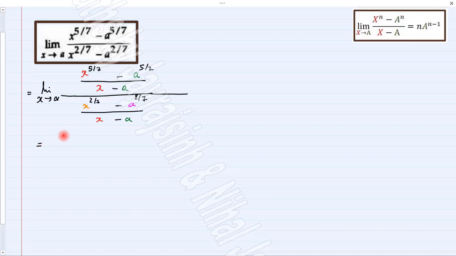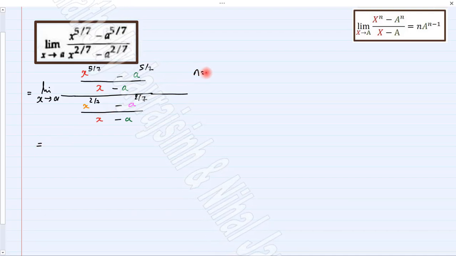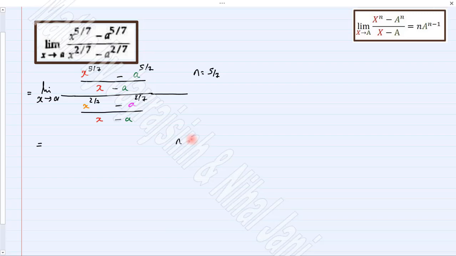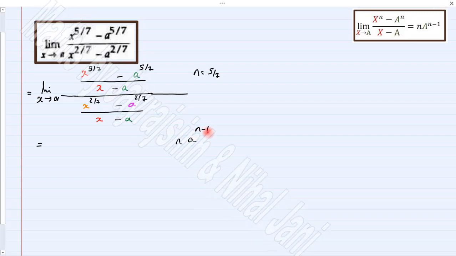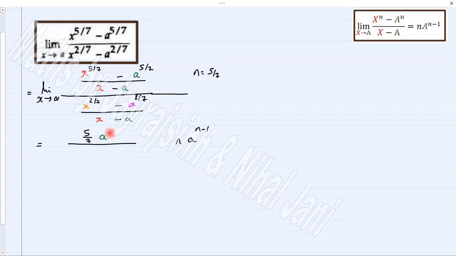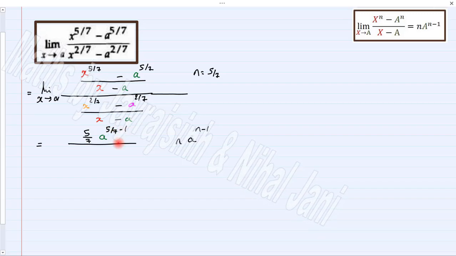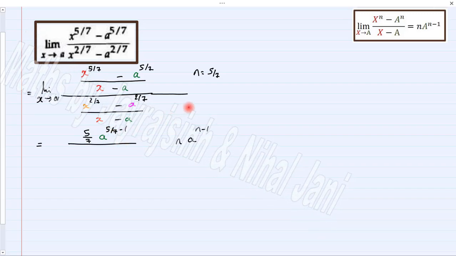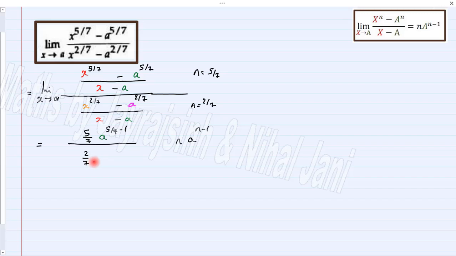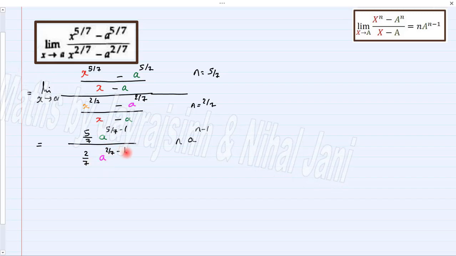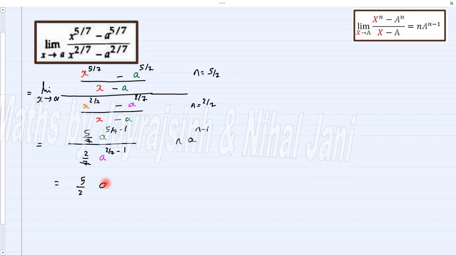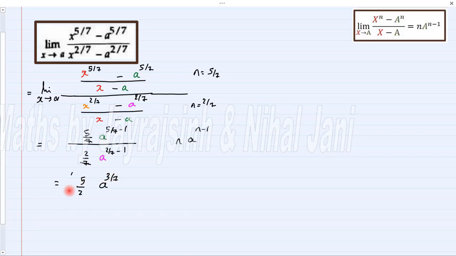So in numerator, we have standard form where n is 5 by 7. So let's apply the formula, and using right hand side, which is n into a raised to n minus 1, in numerator you will get 5 by 7 into a raised to 5 by 7 minus 1, and in denominator your n is 2 by 7. So you will get 2 by 7 a raised to 2 by 7 minus 1. So this by 7 you will cancel out. We will get 5 by 2 a raised to 3 by 7 as a final answer.